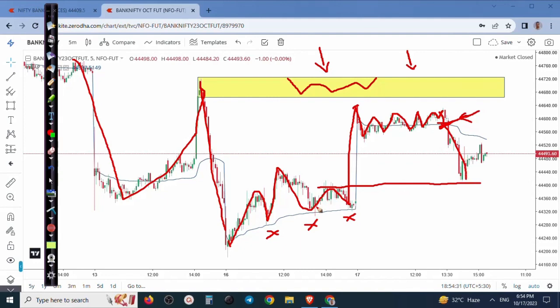So why did we book? Now you can see this is the nearest rejection point. So once price was pulling back near this rejection line, we closed our position. Okay, so that is our entry point.